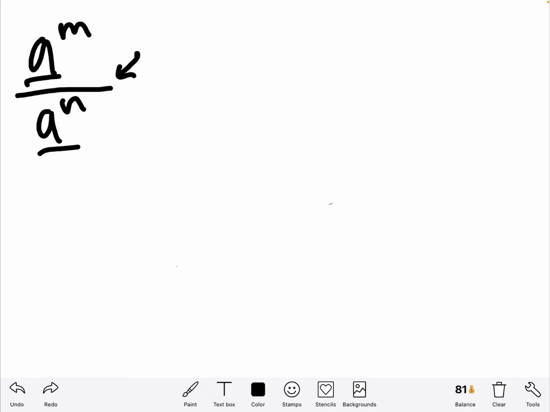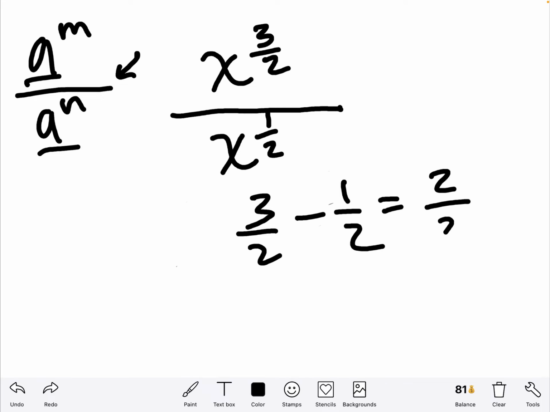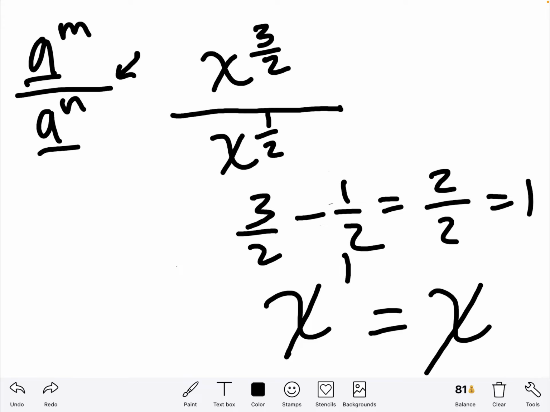So they use pi in the book, but I'm going to use x just because pi can be confusing. So x to the 3 over 2 over x to the 1/2, right? And this is telling us to subtract, so it's going to be just 3 over 2 minus 1/2, which would be 2 over 2, which would just be 1. So this will be x to the 1, and this will just be x. Your answer is x. How fun.